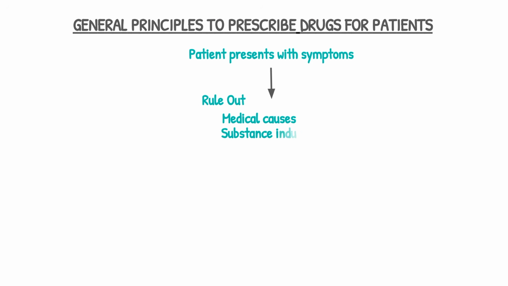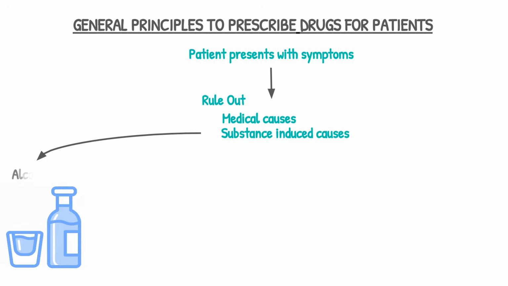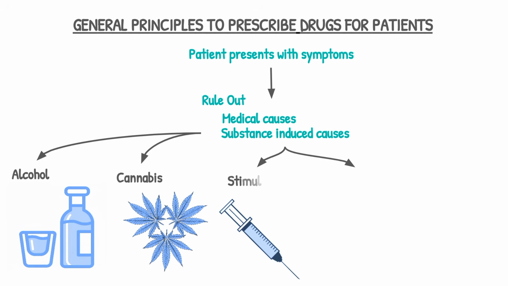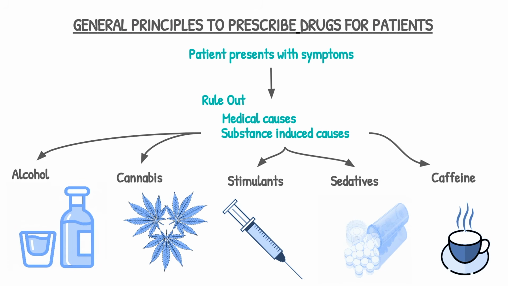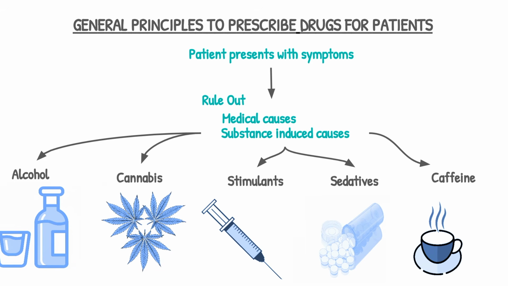Next, we must actively assess for substance-induced symptoms. Alcohol, cannabis, stimulants, sedatives, and even excessive caffeine can cause mood changes, anxiety, psychosis, or sleep disturbances. Treating substance-induced conditions with psychotropics without addressing the substance use leads to poor outcomes.